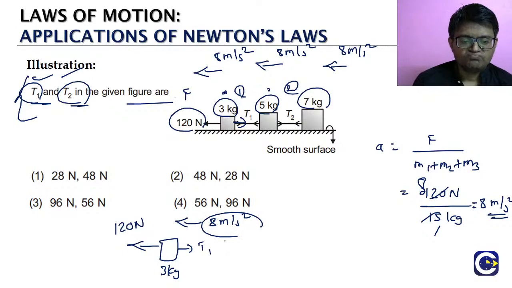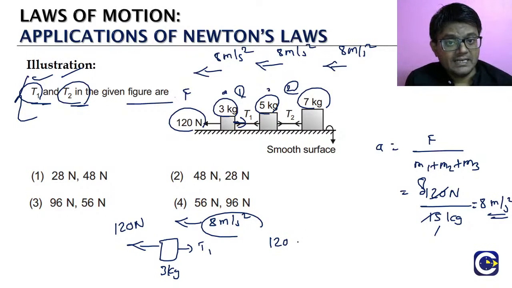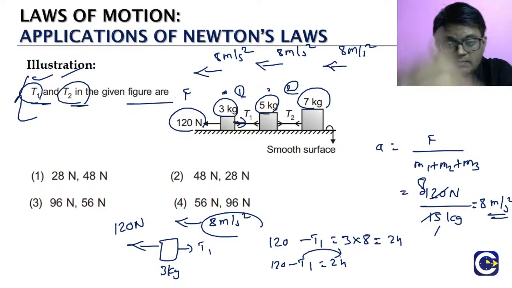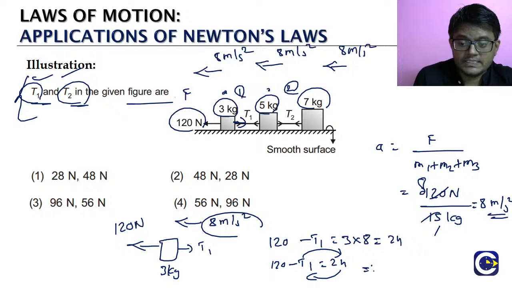Now the equation of motion: net force towards the left side, 120 minus T1, is equal to mass into acceleration, 3 times 8, which is 24. So 120 minus T1 is equal to 24. Taking T1 to the other side and 24 to this side, we get 120 minus 24 is equal to T1.